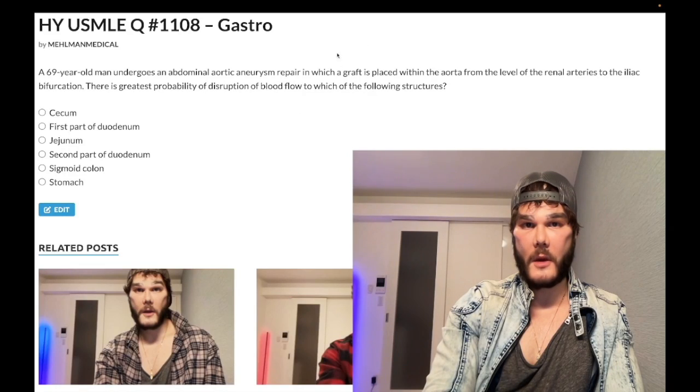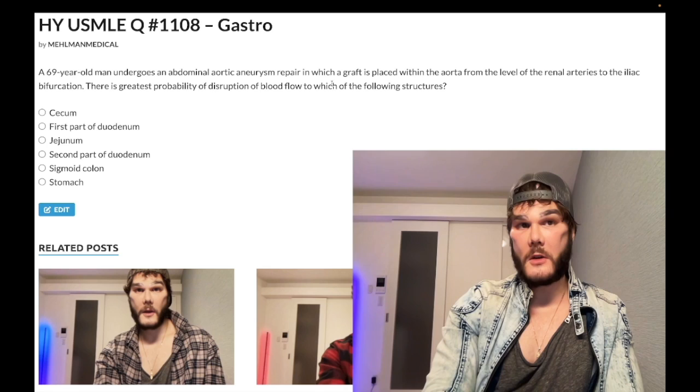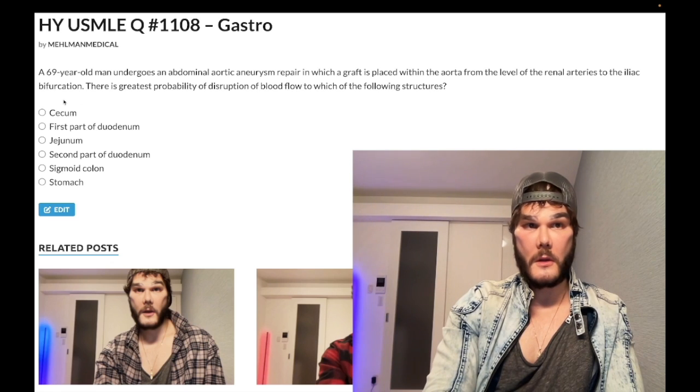How's it going, guys? We have a past little question for anatomy for gastro. You have a patient due to AAA repair, and the graft is going from the renal arteries, which is L2, to the bifurcation of the abdominal aorta into the common iliacs, which is L4.